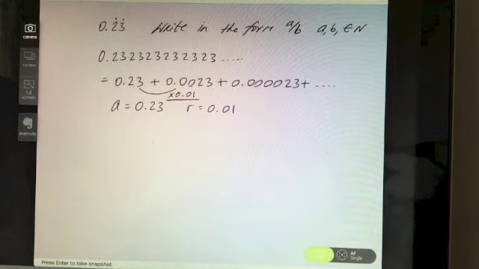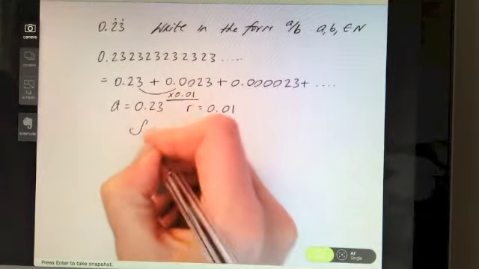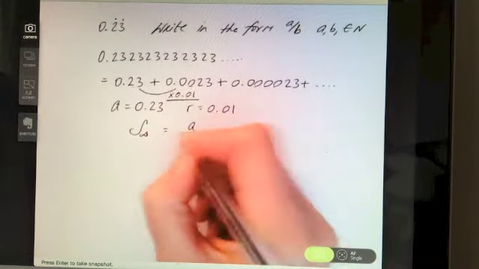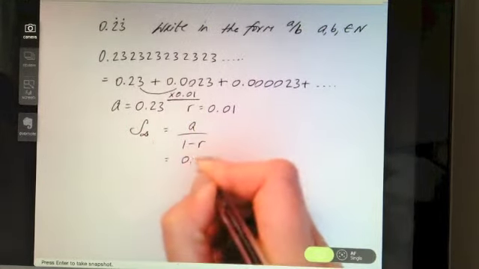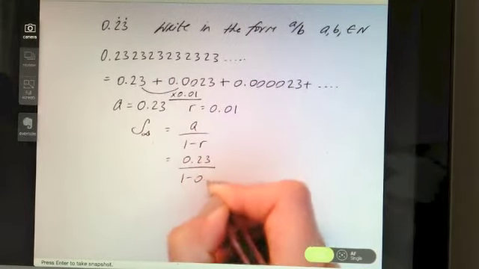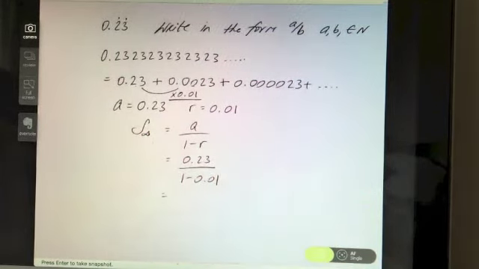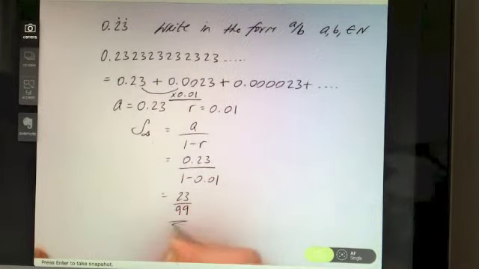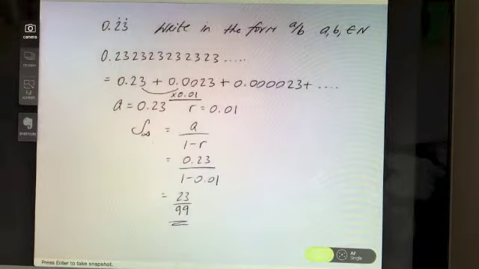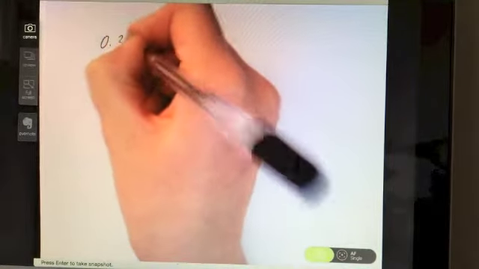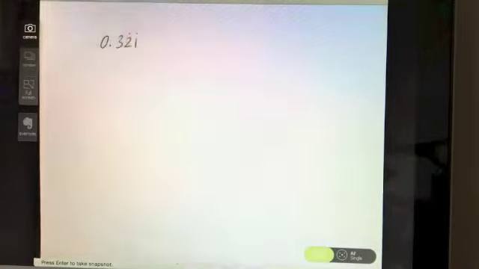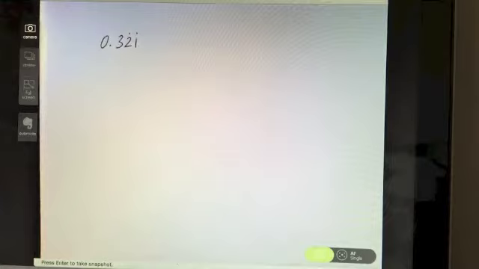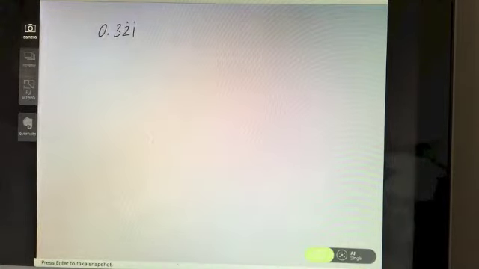So the common ratio is 0.01 and a is 0.23, and the formula I'm filling it into is sum to infinity, a over 1 minus r, which is 0.23 over 1 minus 0.01. Doing that on your calculator will give you 23 over 99, which is 0.232323 recurring as a fraction. Try this question: 0.321 with the recurring dots on the 2 and the 1 only. Write this as a fraction. Pause the video, see how you get on with this.